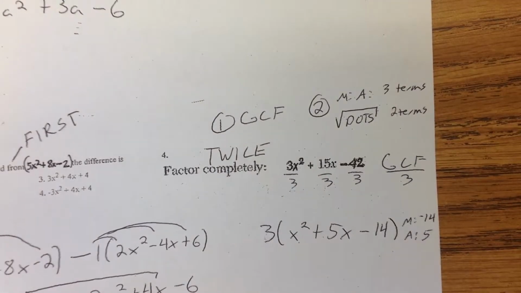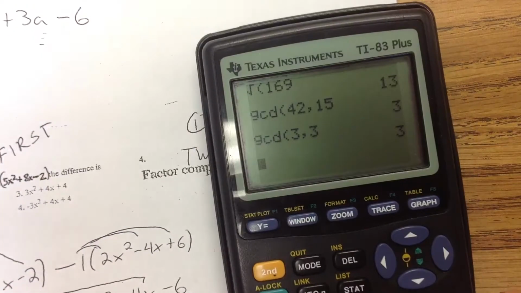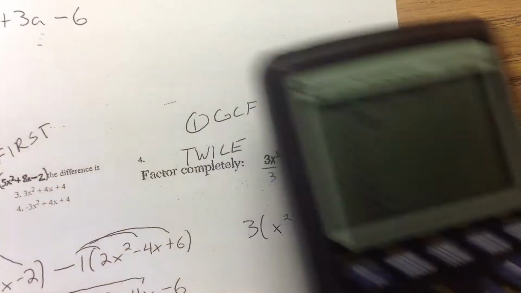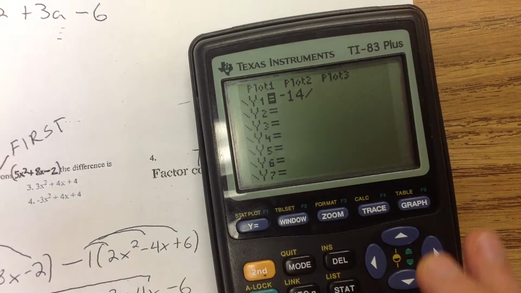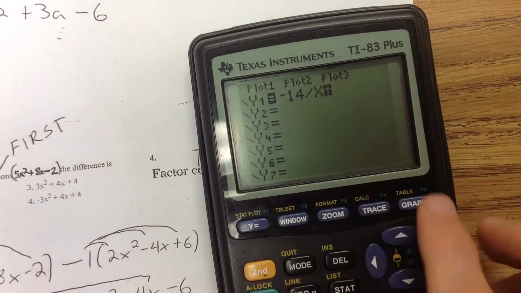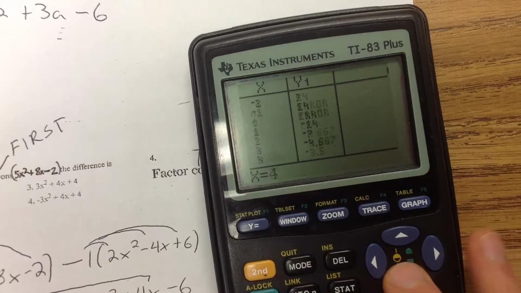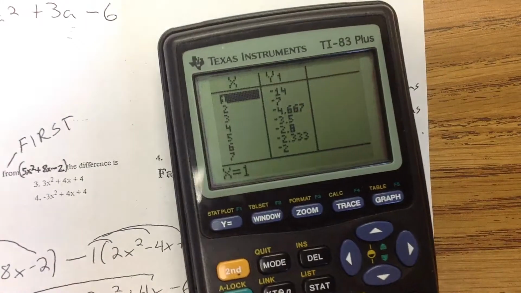Now the way we can use our calculator to help us on these is we go to our y equals, we will type in negative 14 divided by x. We'll go to second graph, and then I like to start right here at positive 1 and just go down through the list. So 1 minus 14, does that give us positive 5?